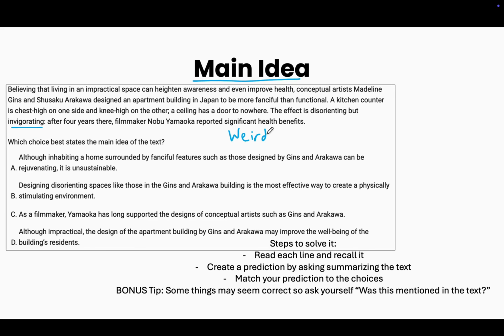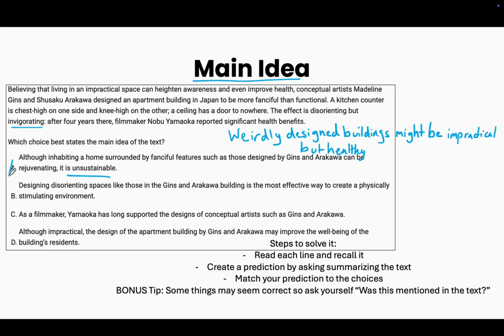So, the main idea of the text is probably going to be weirdly designed buildings may be impractical, but they're beneficial to our health. Let's look at the choices. Choice A says, although inhabiting a home surrounded by fanciful features such as those designed by Jins and Arakawa can be rejuvenating, it is unsustainable. So it says that the buildings are unsustainable, meaning that it is really hard to handle living in. However, nowhere in the text is that mentioned. Plus, it does not match our prediction.